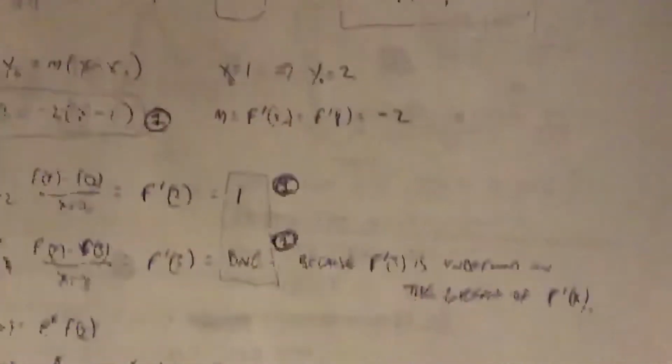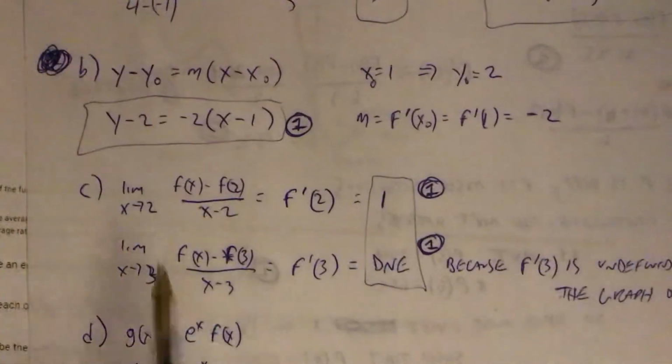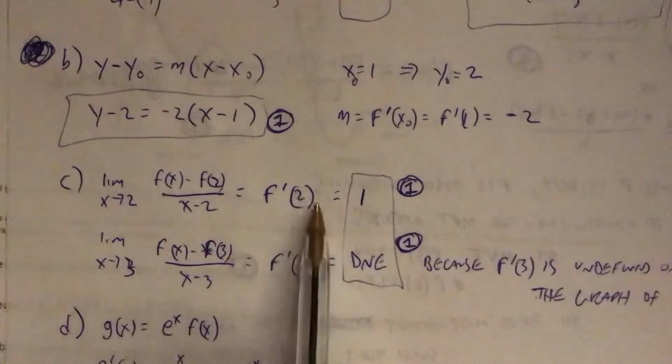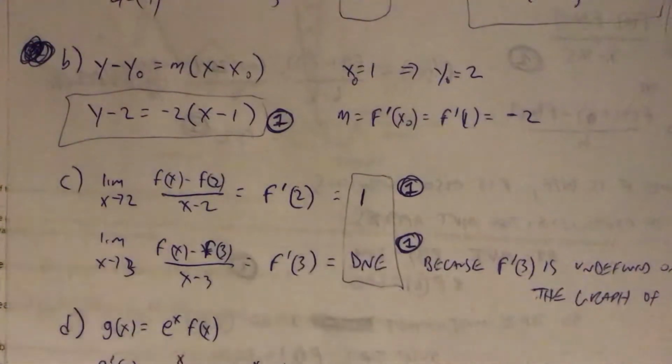So there are a few different justifications you can give, but basically the answer is, what is this limit? It's the derivative. The derivative at 2 is 1. The derivative at 3 doesn't exist.